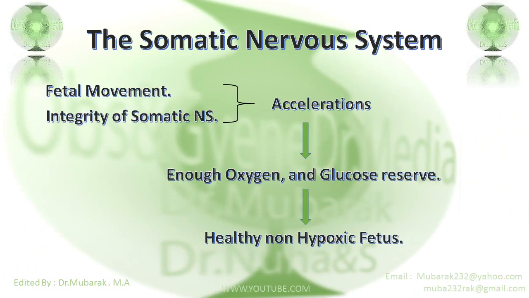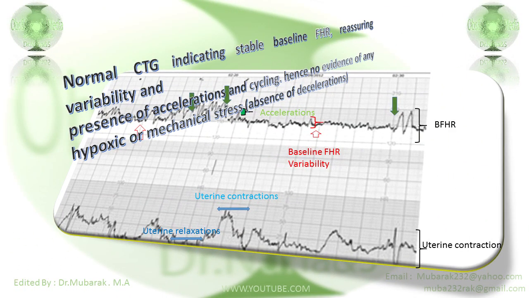The somatic nervous system. Fetal movements cause a transient increase in fetal heart rate, which is seen on the CTG trace as accelerations. However, some studies have shown the presence of accelerations even after inducing fetal paralysis, and therefore they are not always associated with fetal movements and appear to reflect the integrity of the somatic nervous system.